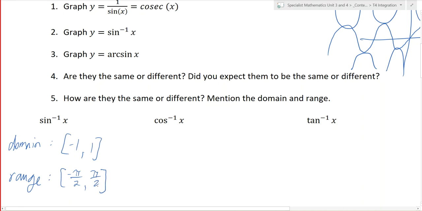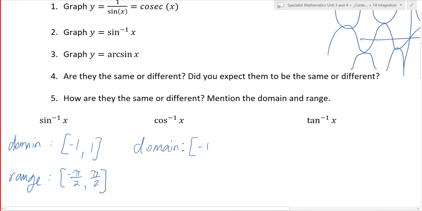So today we're looking at solving some questions involving these arc trig functions. So it's really important that you consider these two, because if they're outside of those, there is no solution.